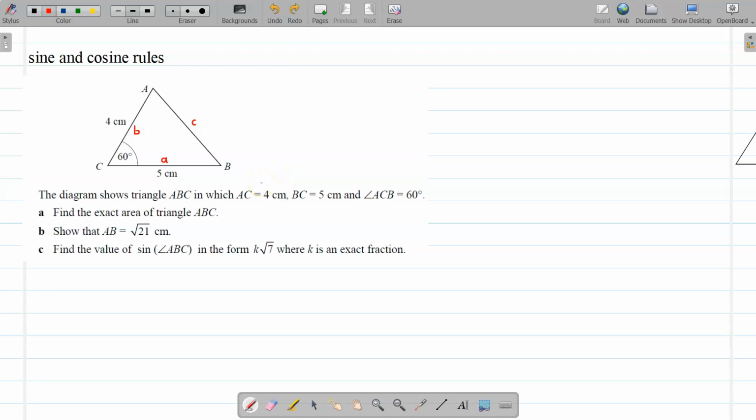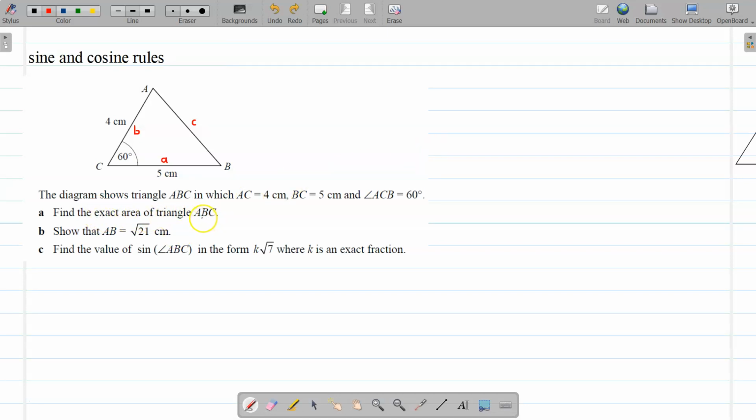Okay, in this question we are looking at using the sine and cosine rules and the area of a triangle. Now we have here a triangle that's given. They describe in the question what information is shown in the diagram. I've just added the convention of labelling the sides lowercase a, opposite angle A, lowercase b, opposite angle B, and so on. And we're asked to find the exact area of the triangle ABC.